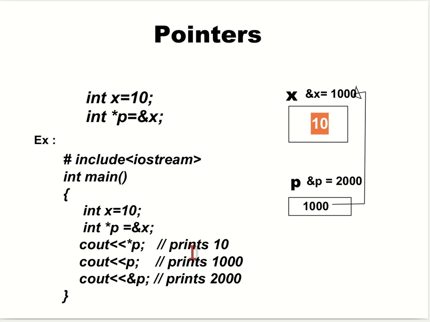And if it is printing P, it will print what? This 1000, the address of x, will be printed here. If you are printing ampersand x also, it will produce the same result. Now ampersand P. Cout ampersand P, what will it print? The address of P. One thing you can see: P's value as well as ampersand x will be the same thing. It will be a hexadecimal value. In this example it is not shown as hexadecimal, but actually it will be a hexadecimal value.